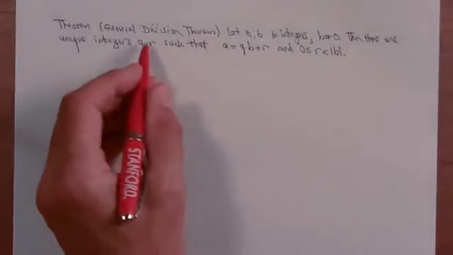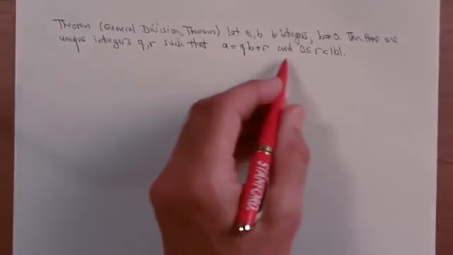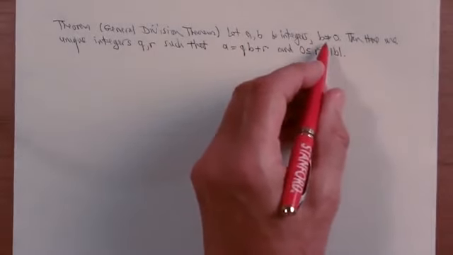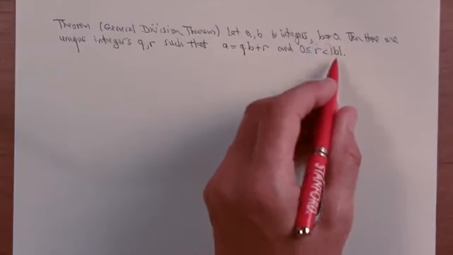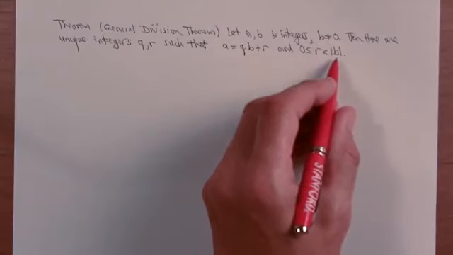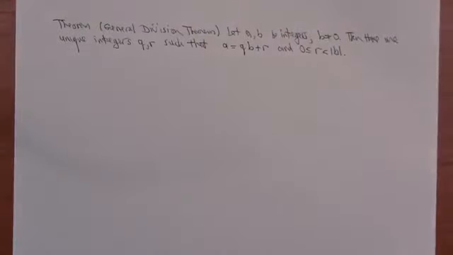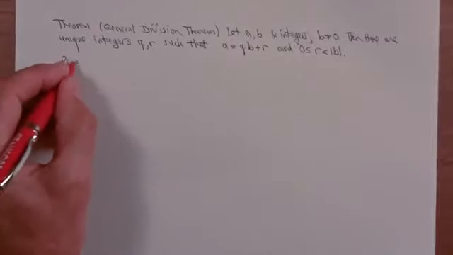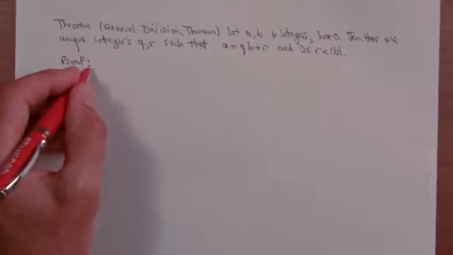So the general division theorem is almost exactly the same as the previous division theorem we proved, except that instead of demanding that b is strictly positive, we're saying that b is non-zero. And then here we have the absolute value of b. And the proof follows fairly straightforwardly from the previous result.